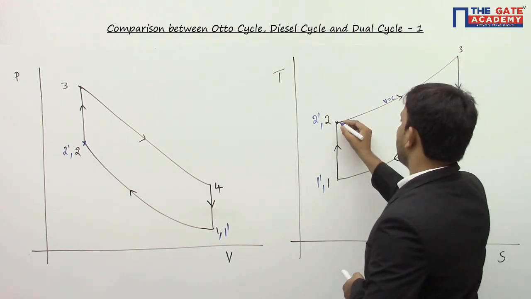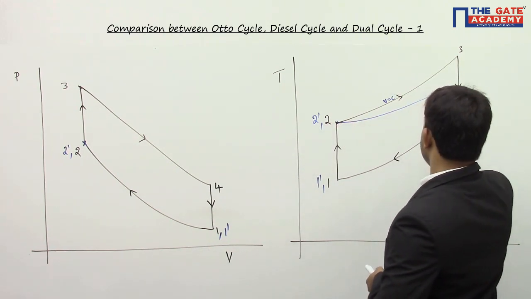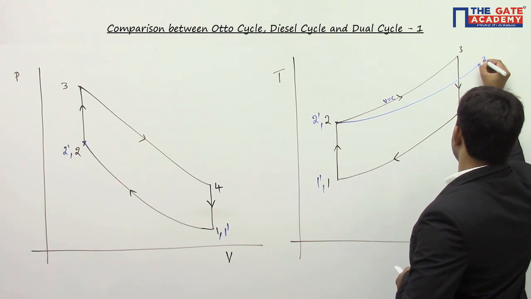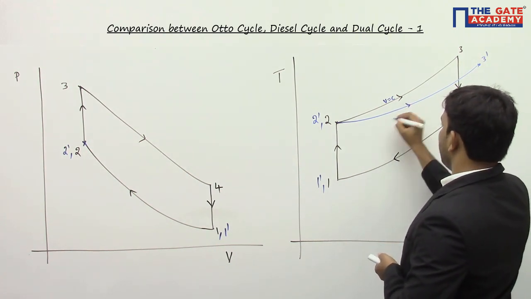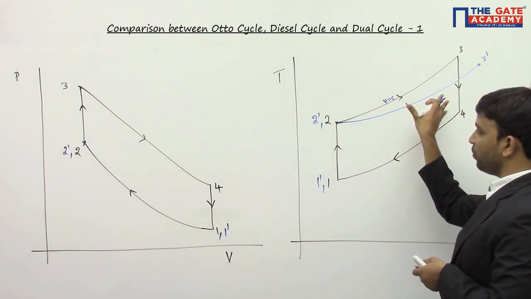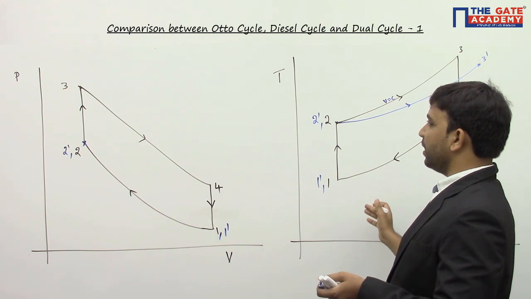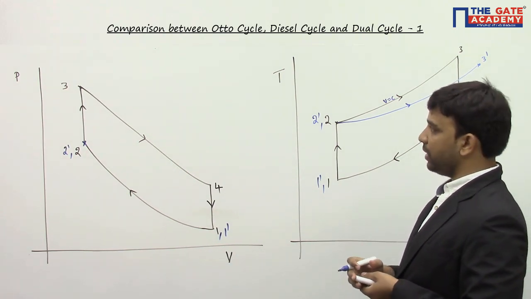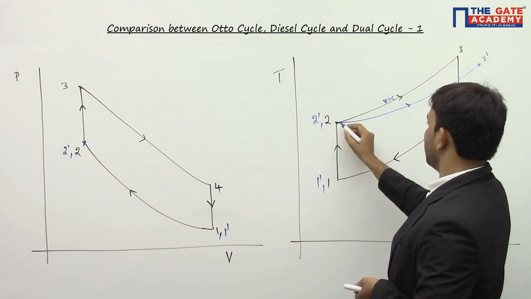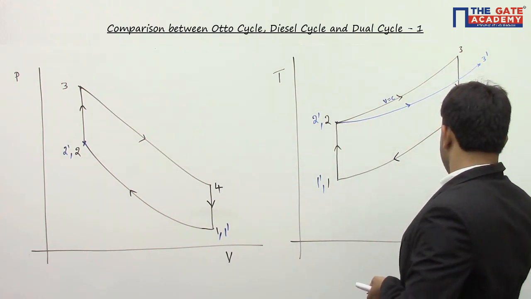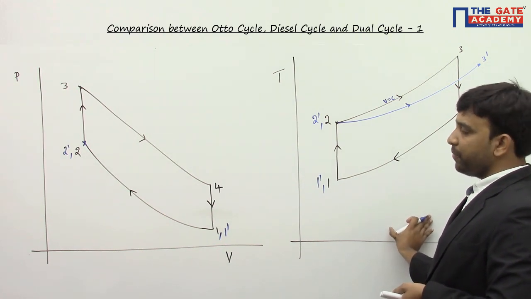So now I go for constant pressure heat addition process, 2 dash to 3 dash. So 3 dash will lie somewhere over here, and the area under the curve 2 dash, 3 dash will give you the heat interaction. Here I am saying that for the same amount of heat supplied, in Otto cycle, the heat supplied is nothing but the area under the curve 2, 3. If I project this 2, 3 and find the area under this curve, that gives you the heat supplied in Otto cycle.